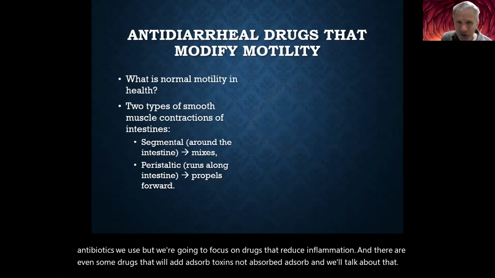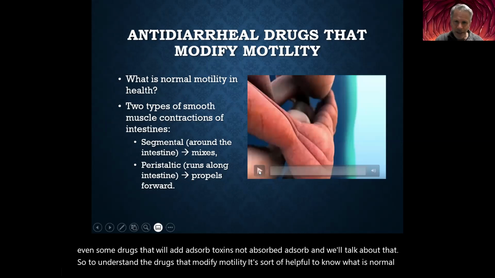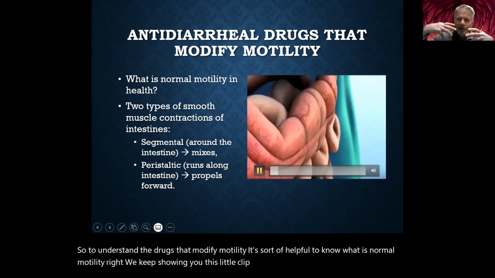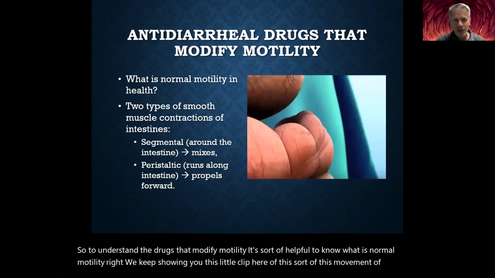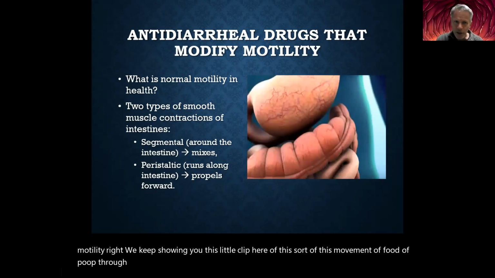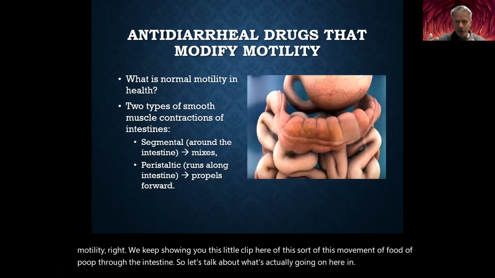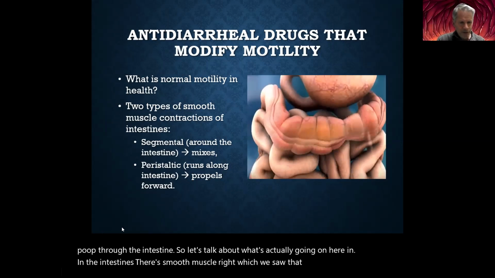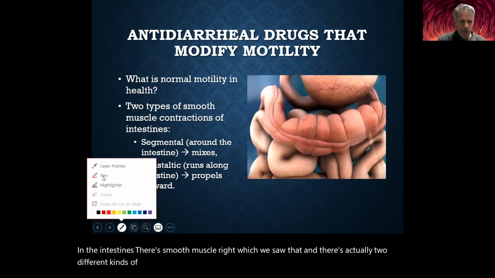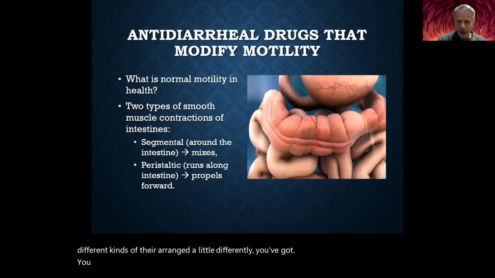So to understand the drugs that modify motility, it's helpful to know, well, what is normal motility, right? I keep showing you this little clip here of this movement of food, of poop through the intestine. So let's talk about what's actually going on here. In the intestines, there's smooth muscle, right? You saw that, and there are actually two different kinds, arranged a little differently. You've got some smooth muscle that kind of wraps around like that.